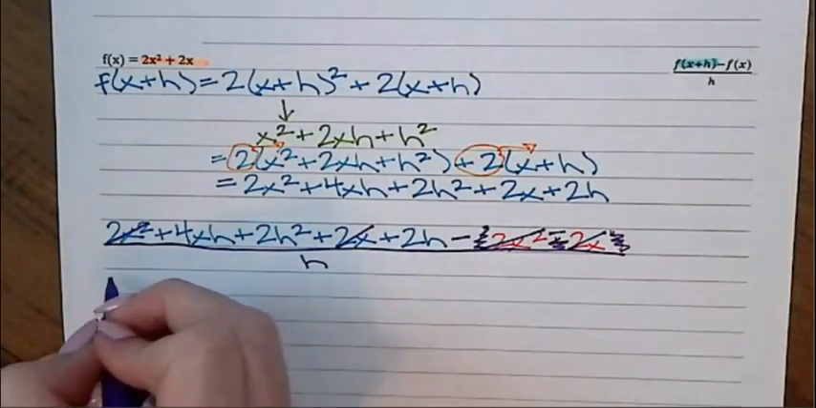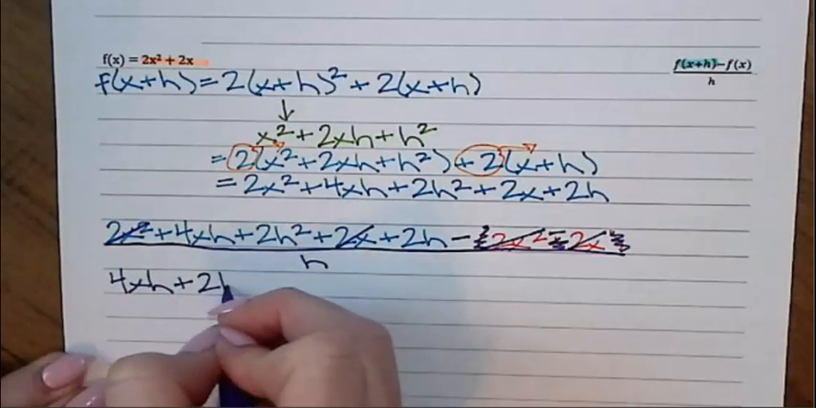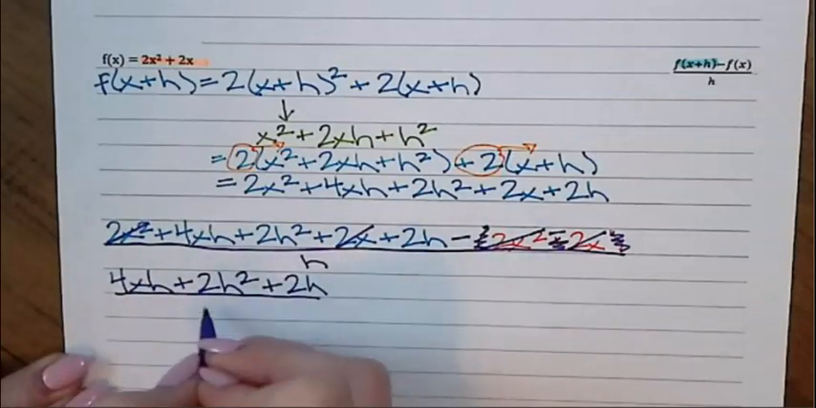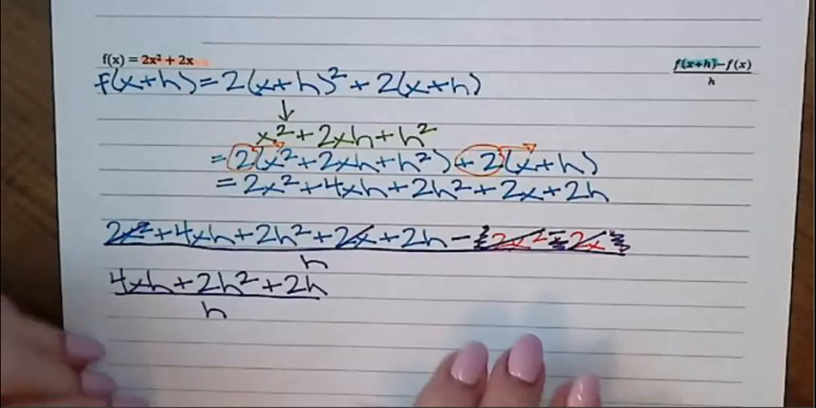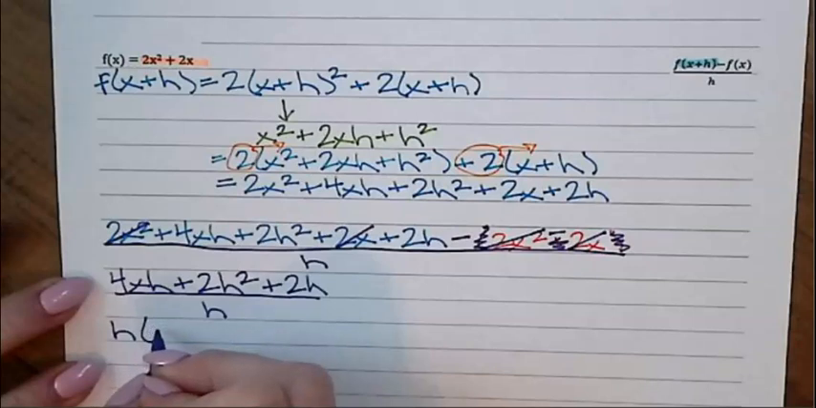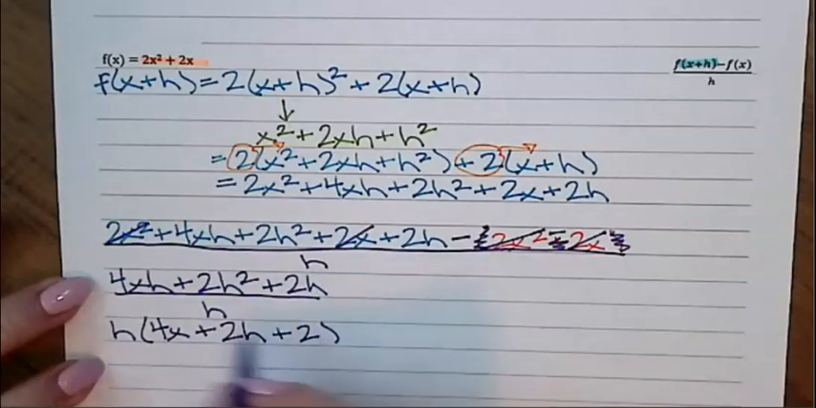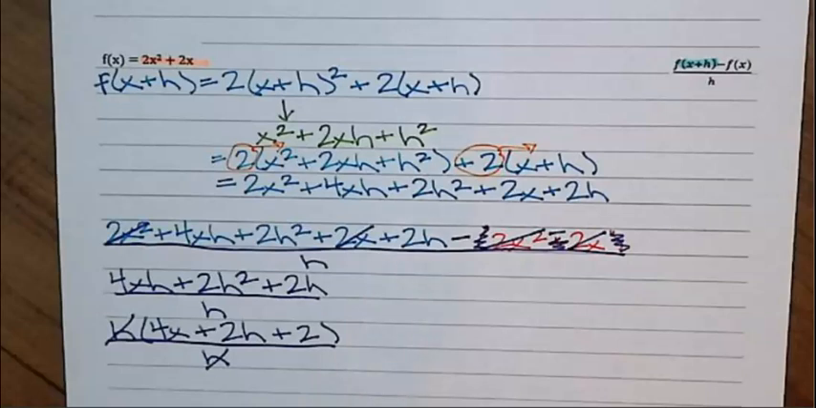So, let's rewrite it out here, I have 4xh plus 2h squared plus 2h all over h. So notice that all of these terms have an h. I could actually rewrite that numerator as h times, if I factor that common factor out, 4x plus 2h plus 2, all over h, and then those guys would cancel. And this is our answer.